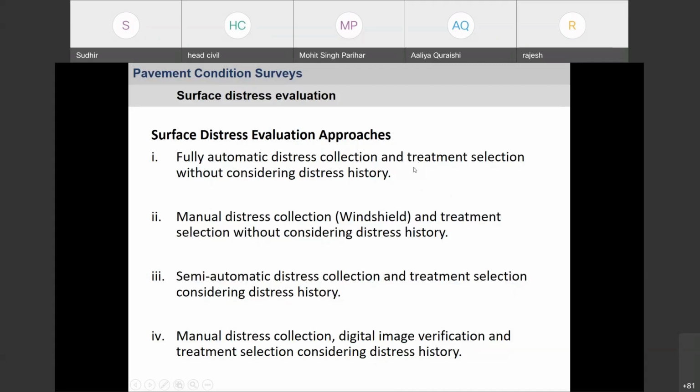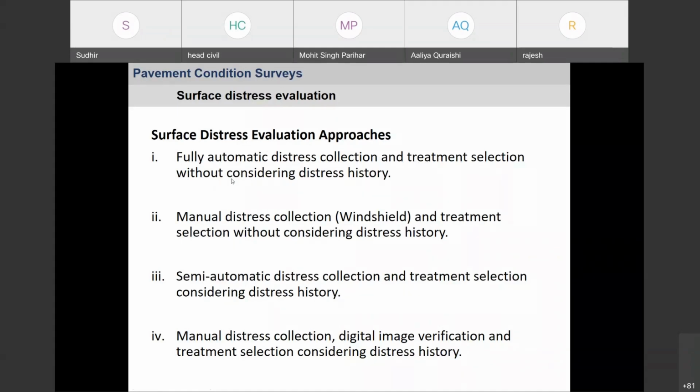You also understand that based on this, you have to select some treatment, or the transportation agency has to select some treatment that needs to be provided to the pavement. There is another point that I have made here, which is without considering distress history. Okay. So what do you understand by without considering distress history?